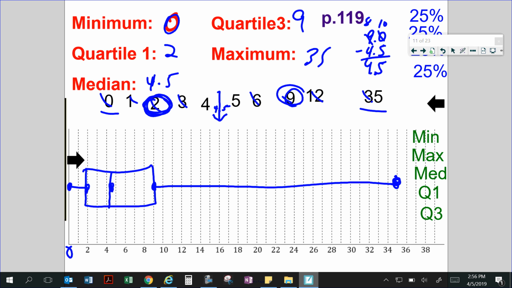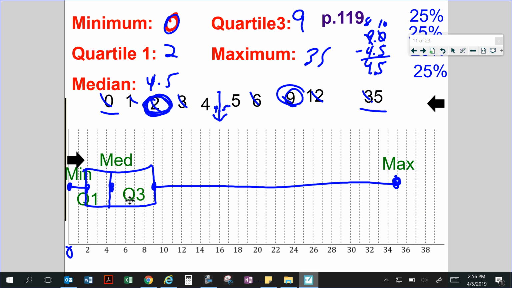But we have to label these dots because without labeling these dots, you don't know what these things are. So the 0 is the minimum. So what is 35 then? The maximum. Which dot is the median or middle? It's 4.5. So MED is median. What dot is in the middle of the lower half? Quartile 1, which is 2. And what dot is in the middle of the upper half? It is 9, which is quartile 3.